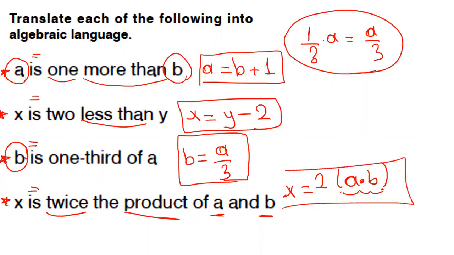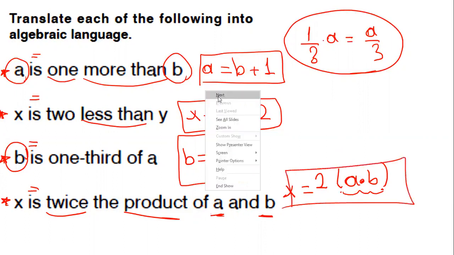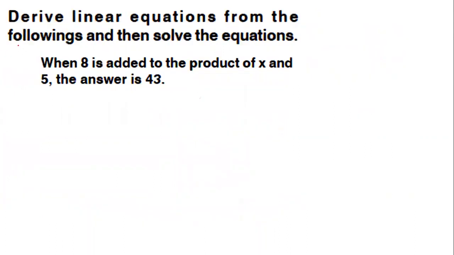All right. So now let's have a look at the other question. The other question is saying derive linear equations from the following and then solve the equation. So the first question: when 8 is added to the product of x and 5, the answer is 43. The product of x and 5 is going to be 5 times x. Add means addition, as you know, plus 8. The answer will be equal to 43.